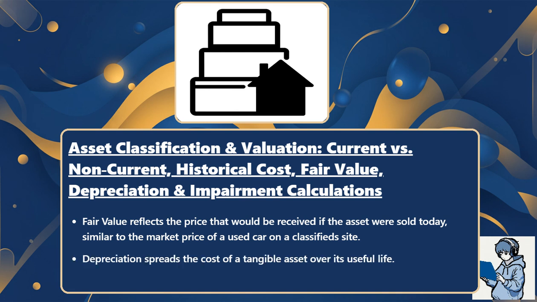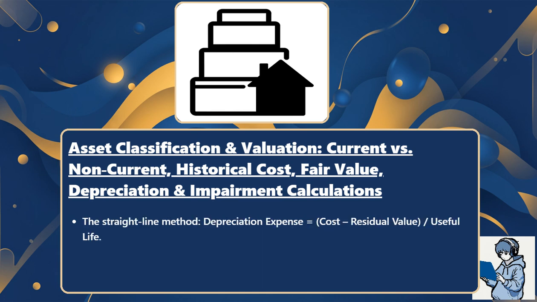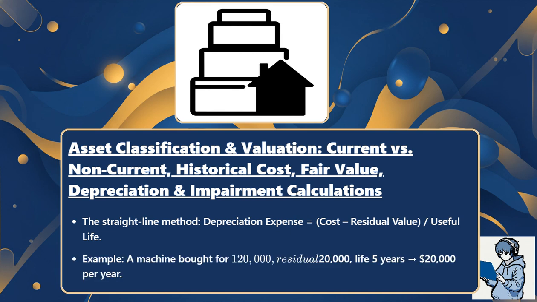Depreciation spreads the cost of a tangible asset over its useful life. The straight-line method: depreciation expense equals (cost minus residual value) divided by useful life. Example: a machine bought for $120,000, residual $20,000, life 5 years, results in $20,000 per year.